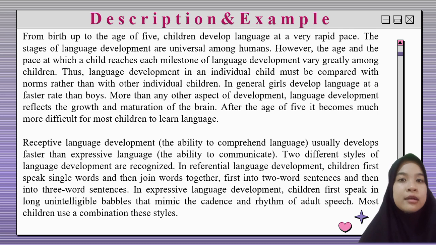More than any other aspect of development, language development reflects the growth and maturation of the brain. After the age of 5, it becomes much more difficult for most children to learn language. Perceptual language development, the ability to comprehend language, develops faster than expressive language, the ability to communicate. Two different styles of language development are recognized. In referential language development, children first speak single words and then join words together, first into two-word sentences and then into three-word sentences.